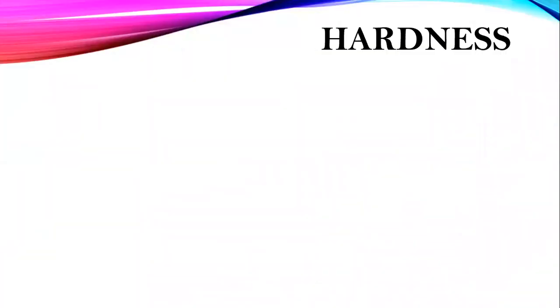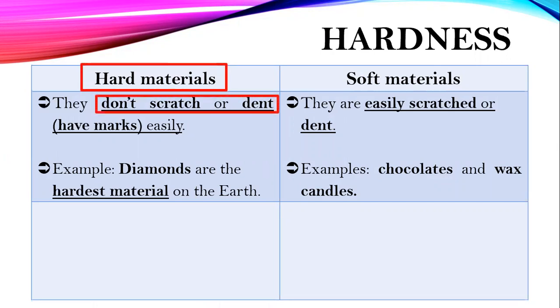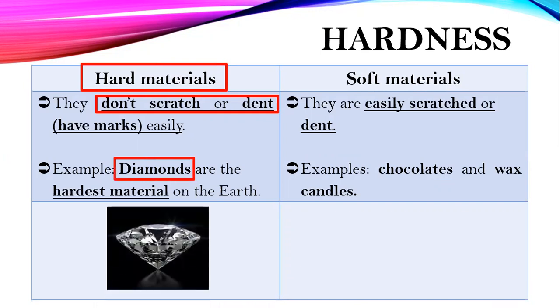Last time, we talked about hard and strong materials. Let's recap one more time so we could remember the important points. As we said before, hard materials don't scratch or dent easily. If you bring out a nail and try to scratch a hard material, you will not find a scratch mark. And we took an example which is diamonds. And we said that diamonds are the hardest material on the earth because they cannot scratch easily.